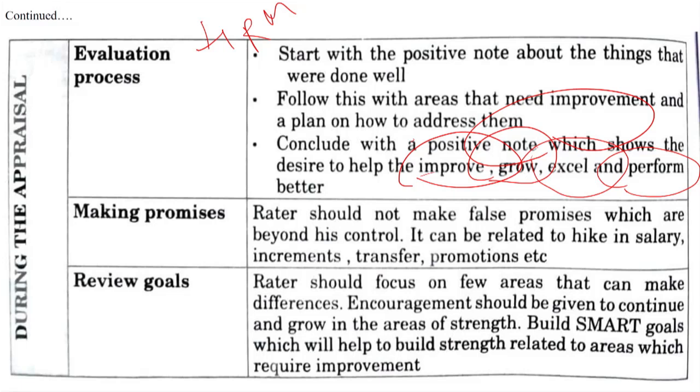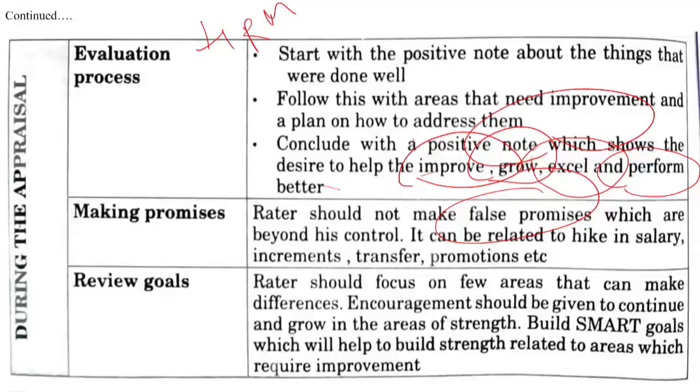Then making promises. Rater should not make false promises which are beyond his control. Now this is very essential. People talk about false promises, but if they are not able to fulfill those promises, then they are of no use. So any promises made by the rater have to be genuine ones, that the management will be able to keep to the ratee. Maybe these promises can be in terms of performance, incentives, support, or any kind of help that the ratee is asking for.